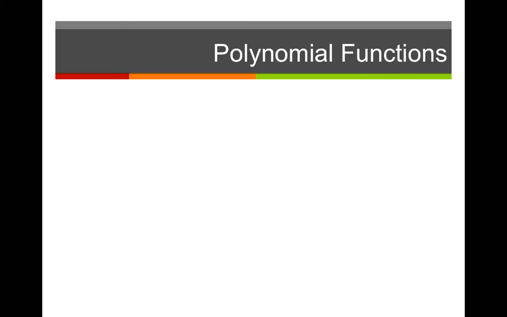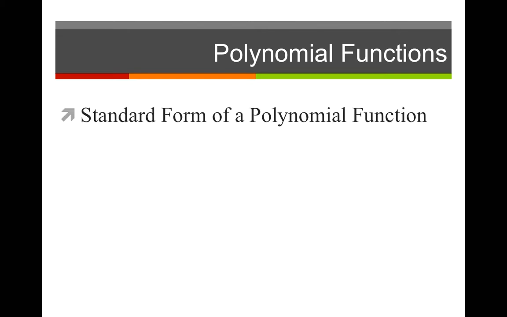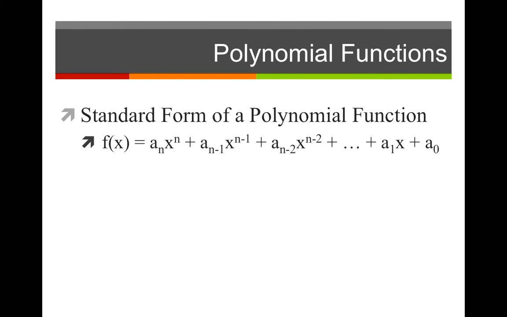So first of all, we like to see what is the general form for a polynomial function. And general form or standard form is going to look like this. Now that looks very, very daunting and looks very scary, but it's really not. A sub n times x to the n is the leading term. That's the term with the largest exponent. And you notice how the exponents decrease by 1.